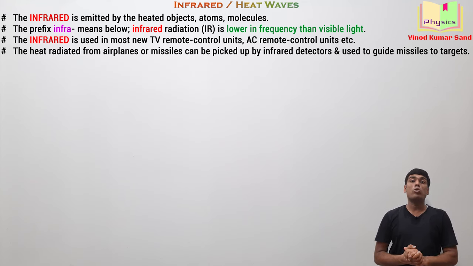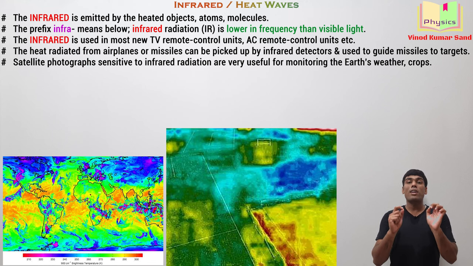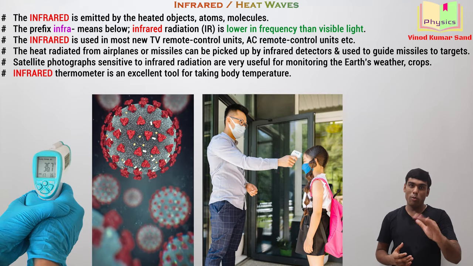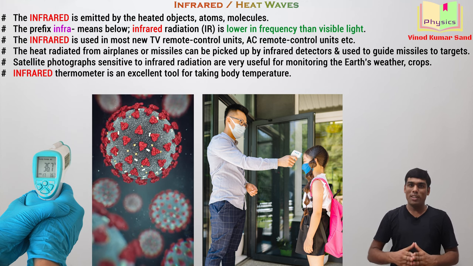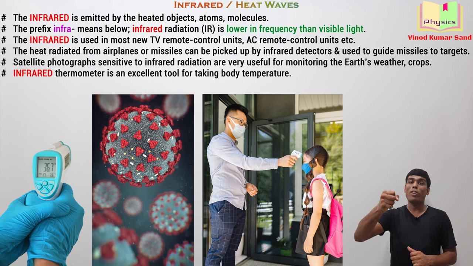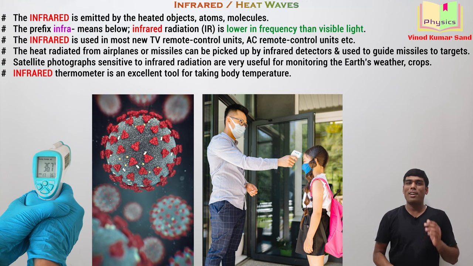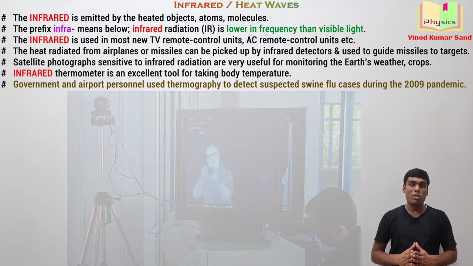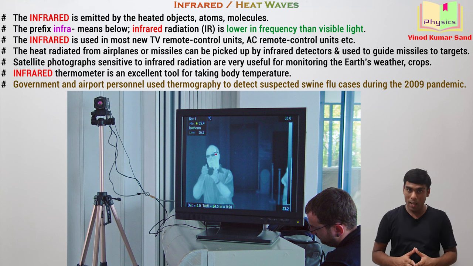Infrared sensors are also used in the satellites for military purposes as well as in the detection of probes. The infrared sensors are used in infrared thermometers. During COVID, if you have visited a shop or a mall or a doctor, how do they check the temperature? There is someone holding an infrared thermometer, and the infrared coming out from your body, that intensity is measured and the thermometer gives the temperature. In 2009, to detect the cases of swine flu, government officials installed infrared sensors at the airports.